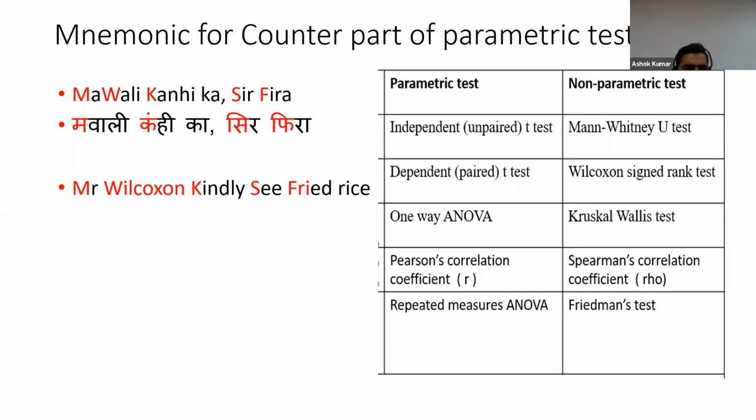Again, if you don't understand Hindi, you can remember it in English: Mr. Wilcoxon kindly see fried rice. So you can easily remember this. M, Mann-Whitney; Wilcoxon is Wilcoxon; K is Kruskal-Wallis; S is Spearman; and the Friedman test. And the conditions are single group before and after, 2 groups, 3 groups, repeated measures, and quantitative dependent and independent variables.